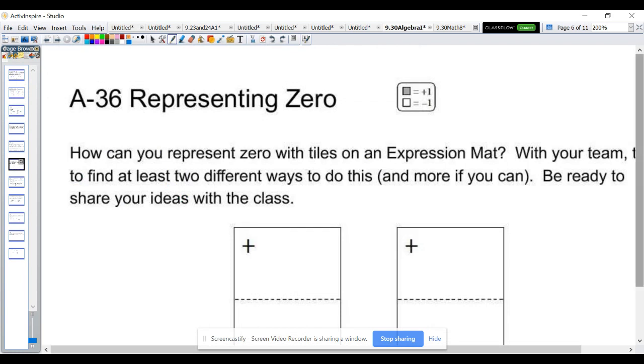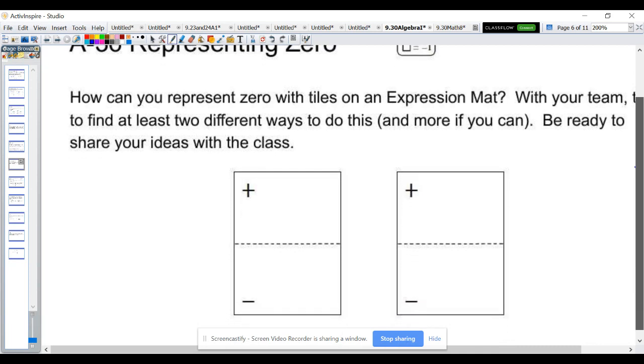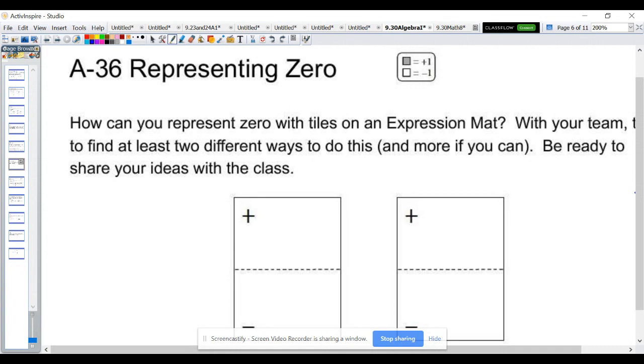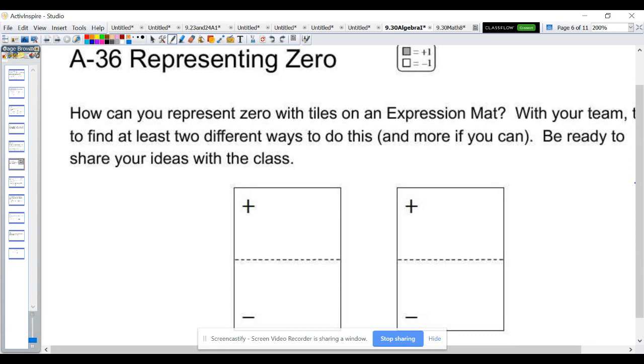So in the beginning of A4, or I believe this might be, I think this is the second page of A4, they're talking about representing 0 with expression tiles, or with algebra tiles on an expression mat. Now, I'm not going to exactly give you the answer, but remember, this whole thing represents an expression. So I'm kind of adding or subtracting everything together to figure out what it represents. So if I were to put a positive x tile in this positive side, what else would I have to add to this specific expression mat to cancel that out and to make its entire value 0?